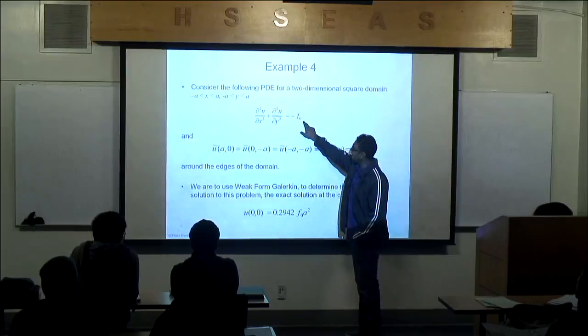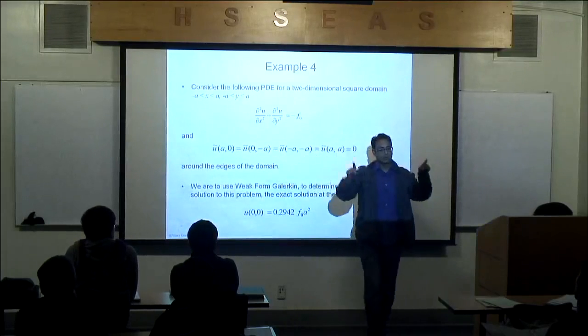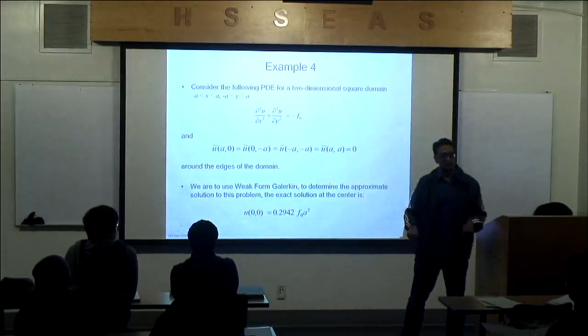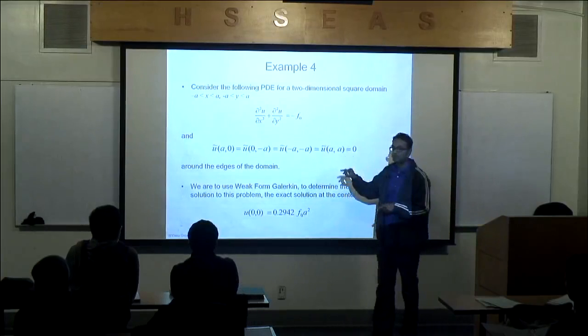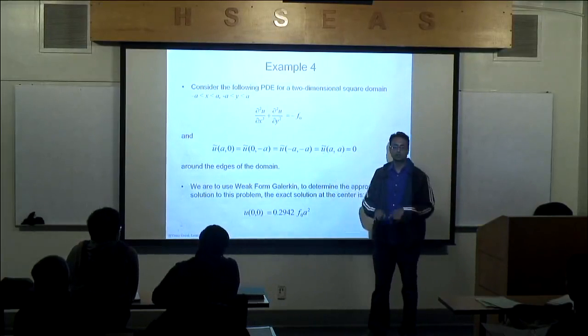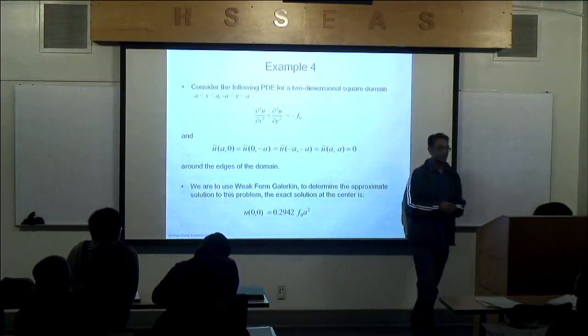Here is the partial differential equation. It's a square domain. We're going to make the boundaries 0, so the value of u is 0 at the boundaries. That's what we're doing in this example. The exact solution is given here. How do I deal with that?